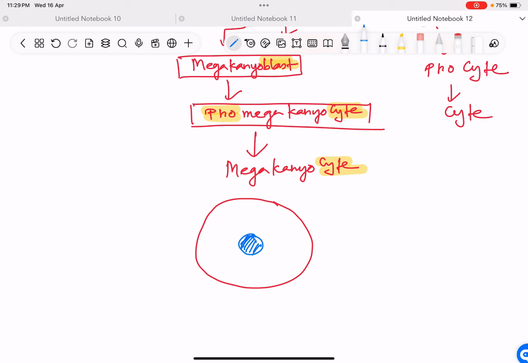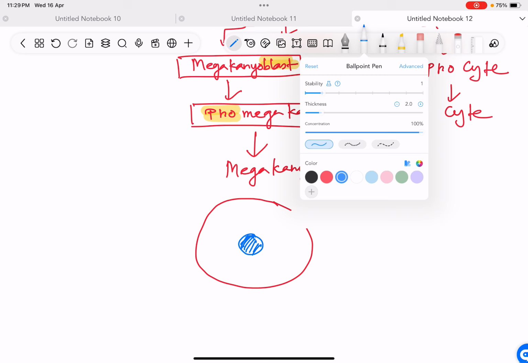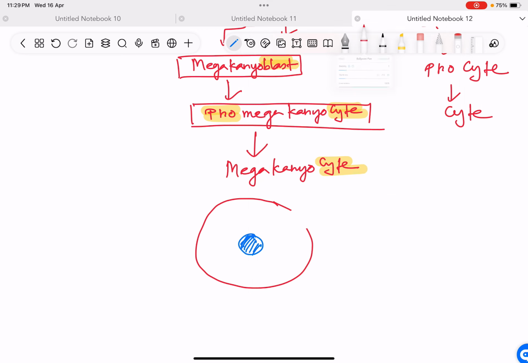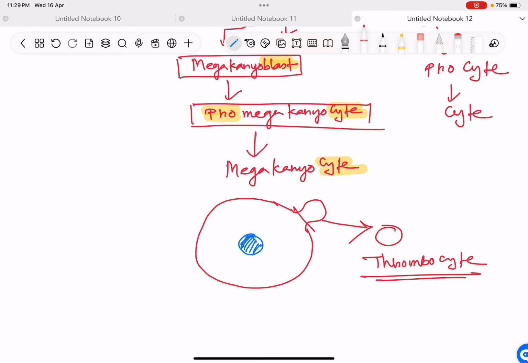So what is platelet then? It is the shed off cytoplasm of megakaryocyte. This cytoplasm will get pinched off, and this is your thrombocyte. So that is what thrombocyte is.